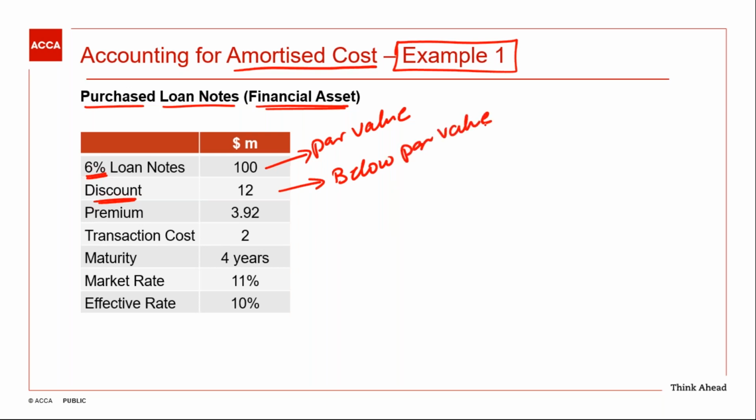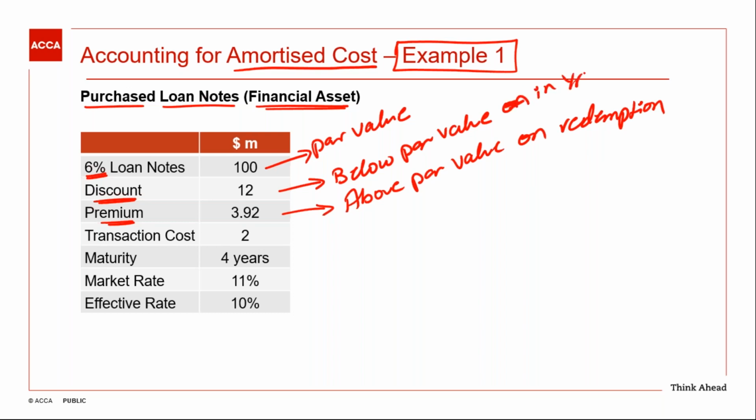Discount means the value below par value. And we are going to get a premium of 3.92. This means we are going to get a value of 3.92 above par value on redemption. So normally we get a premium on redemption and a discount at the time in year 0. So normally we get discount in year 0 and we get the premium in the last year.